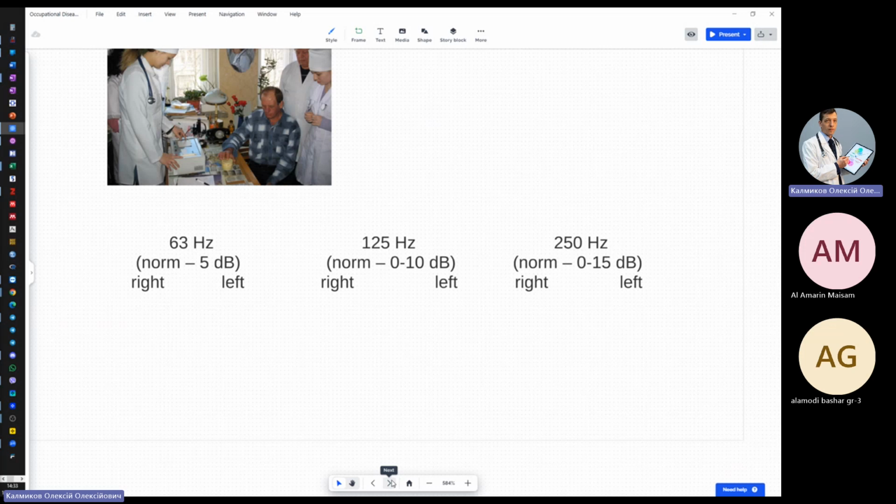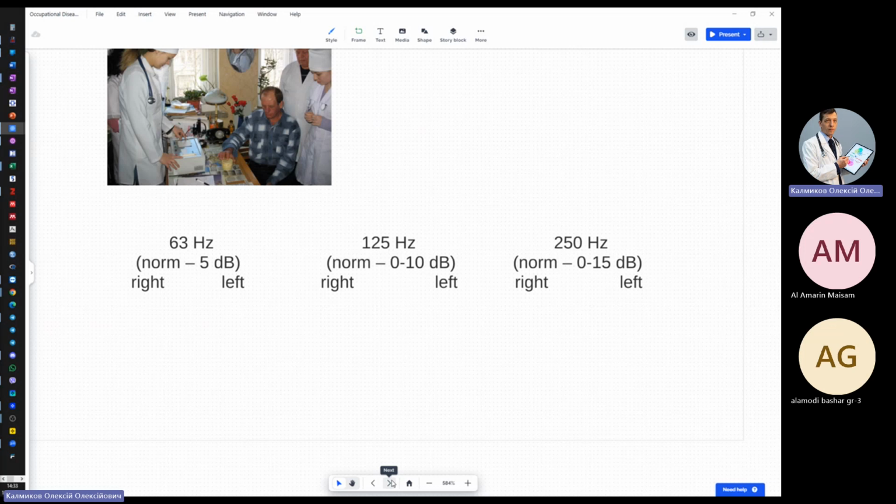We increase the intensity of vibration. It was at 5, then at 10, for example. He says, yeah, so at 5, for example, he didn't feel. At 10, he started to feel. In this case, we make the conclusion that the threshold, the margin of this feeling, is 10 decibels.